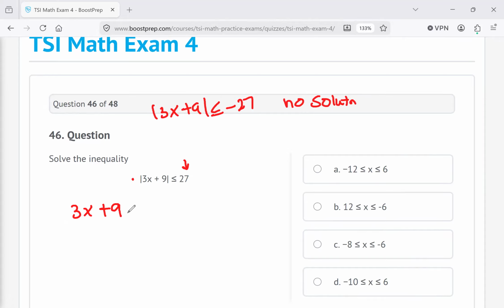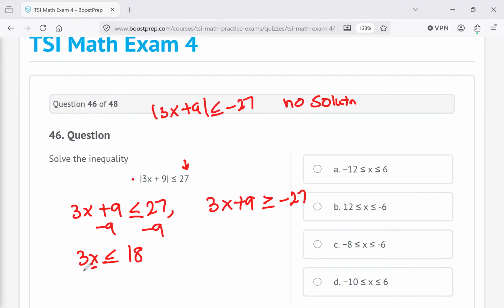The first one is 3x plus 9 is less than or equal to 27. The other one is 3x plus 9, flip the sign, and then make it -27. Then go and solve for x. Subtract 9: it's less than or equal to 27 minus 9, which is 18. Divide this by 3, and we get x is less than or equal to 6.